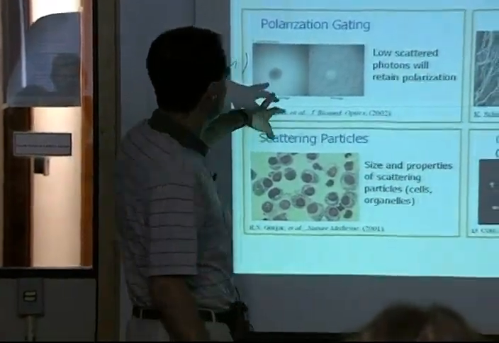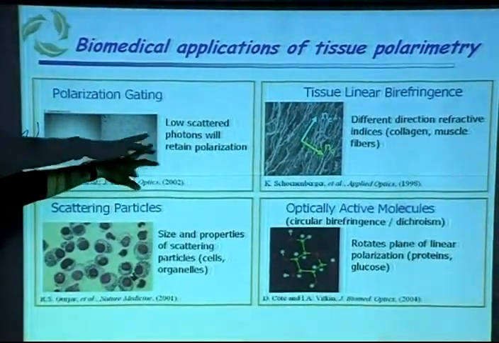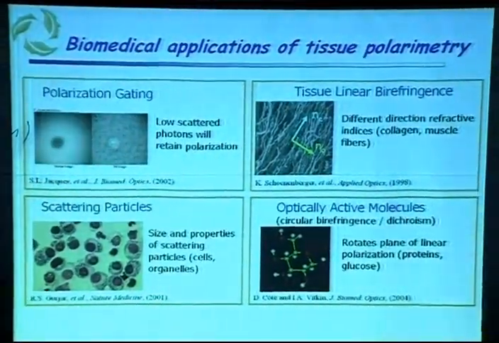you can use this type of technique, where this is a normal image, and you can do a polarization image to look at the low scattered photons that are just below the surface.